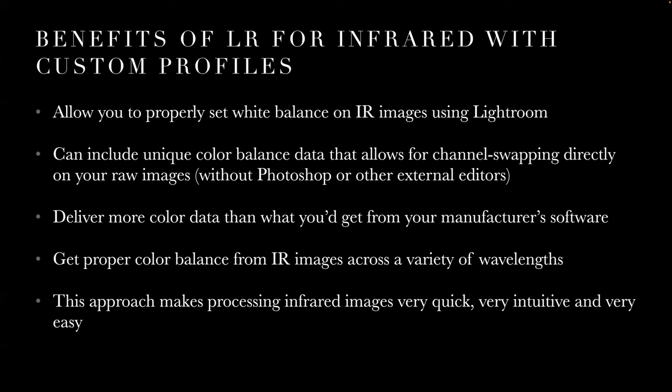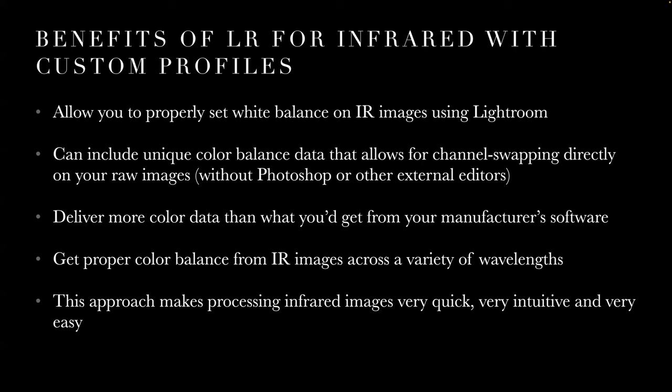You'll get more color. You can use one camera profile with just different underlying settings for different infrared wavelengths. So for example, if you've got 720 and you've got 590 and you've got 665, you can use the same profile and then just tweak the underlying settings in the color settings to properly white balance it, and you make presets and life is good. And if you do this, you can have a one-click processing opportunity. It's very easy to do. I'm just gonna show you some examples of that.